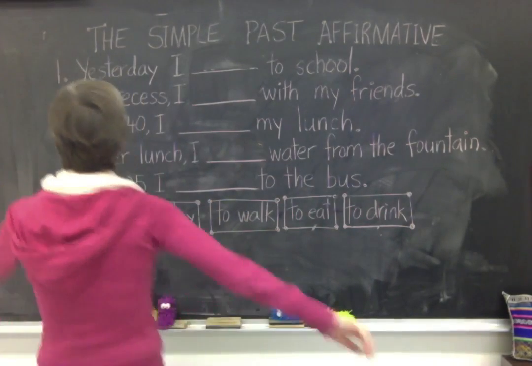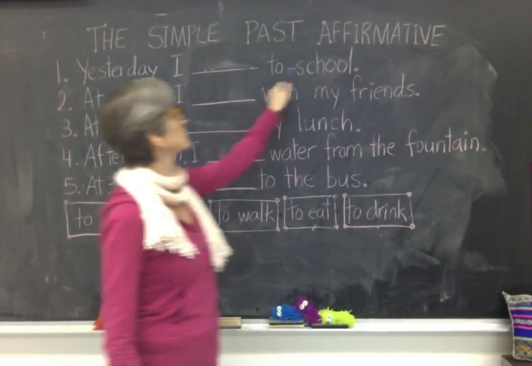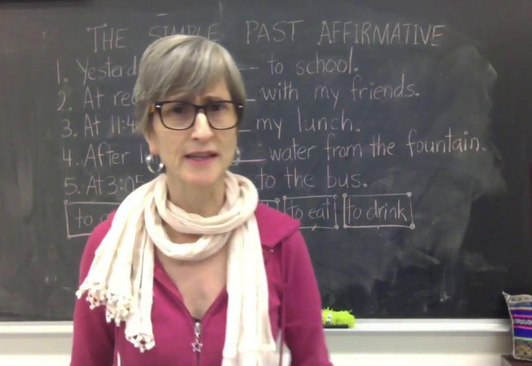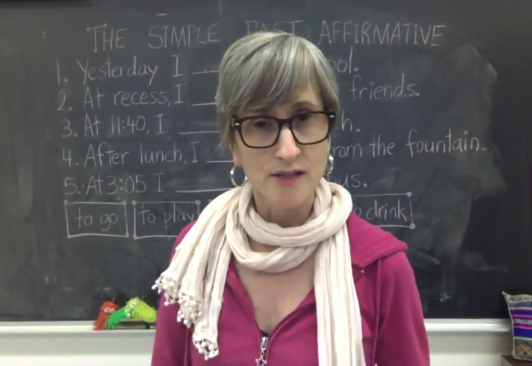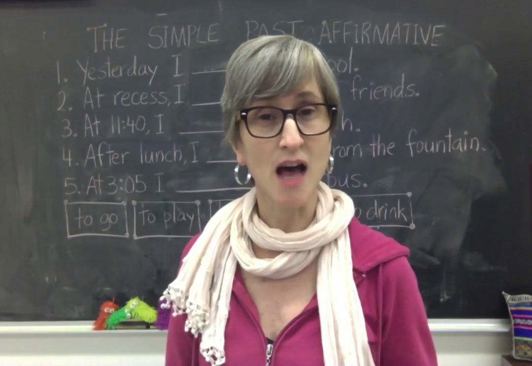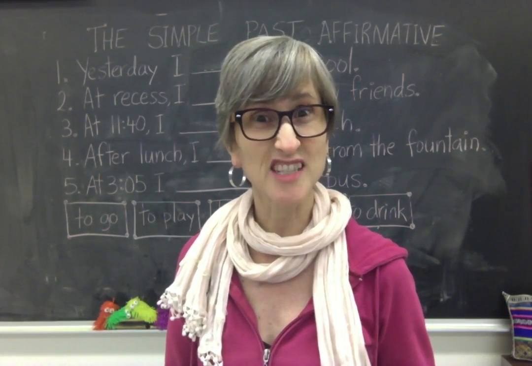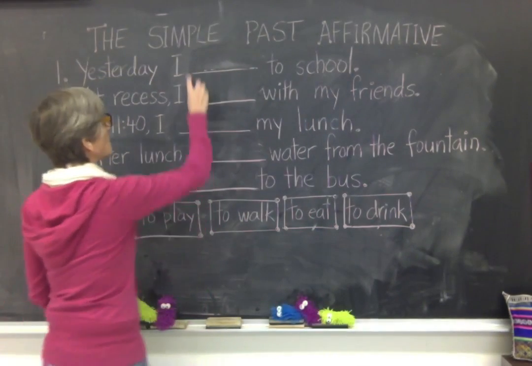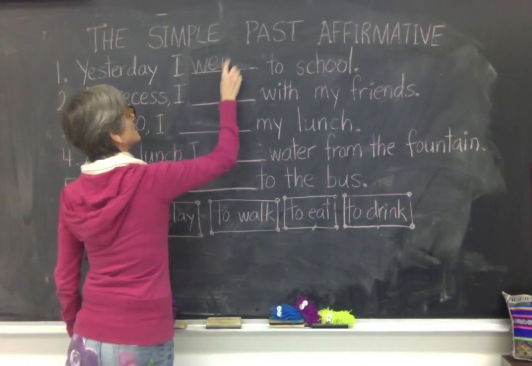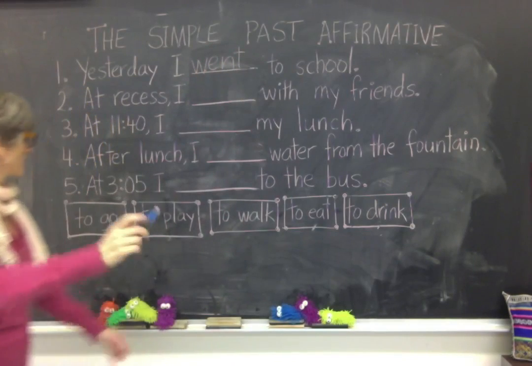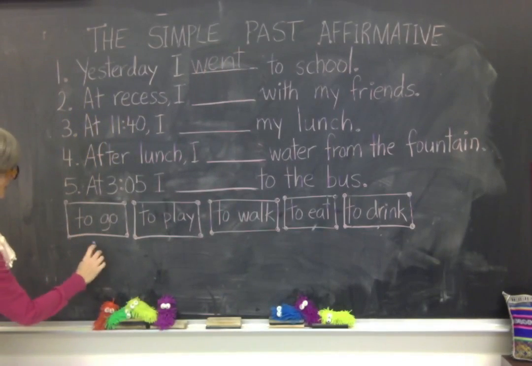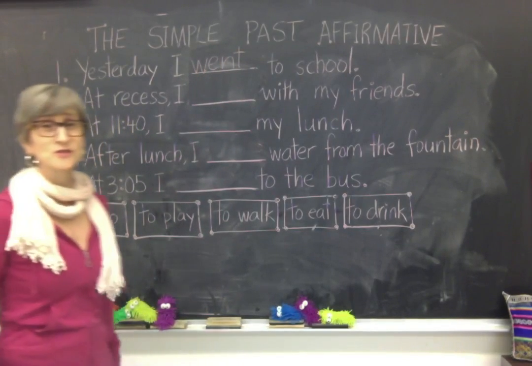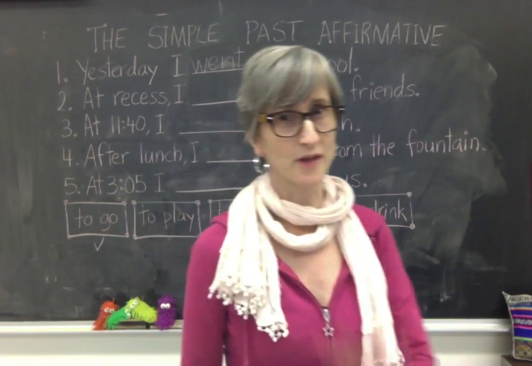Let's look. Yesterday I blank to school, and we're going to use the verb in this case to go. So to go becomes, it starts with a W, and it is I went. I went to school. I'm going to put a little check mark because I used that one already. Now we have 4 left.